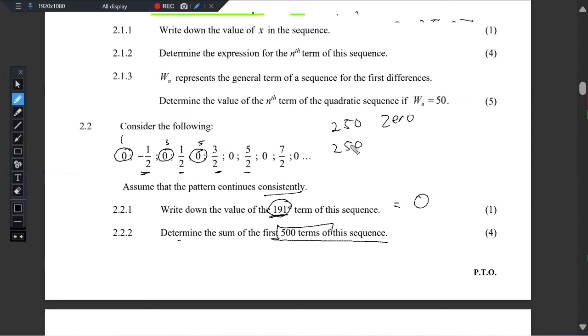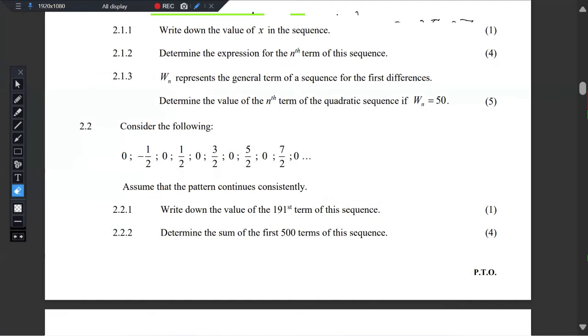So already you have the sum of the 250 zeros is just 0. If you add zeros, no matter how many zeros there are, it will just become 0. Right, so the sum of the 250 zeros is just 0. Now that means we are concerned about the other 250 terms that are remaining. So before anything, we should get the pattern that these other numbers are forming. Remember, we are not told, so it means we have to discover the pattern.